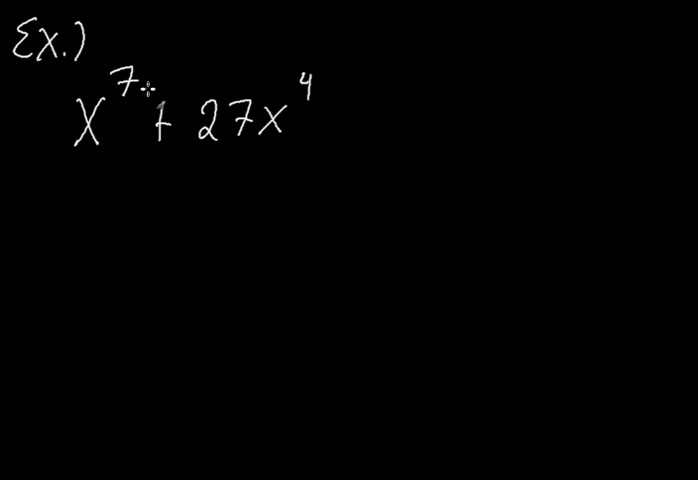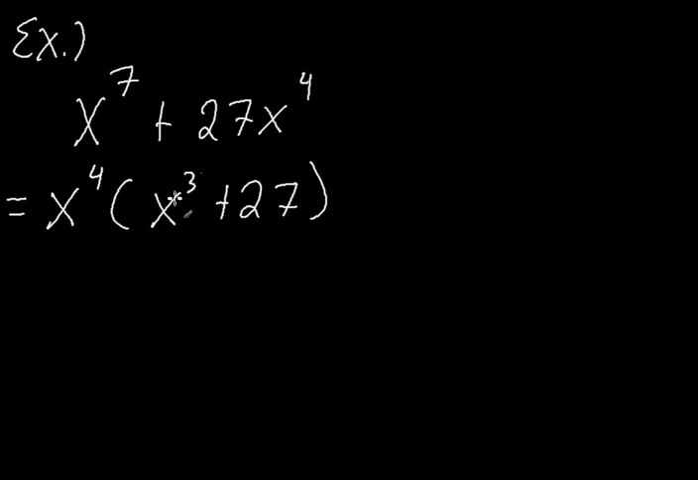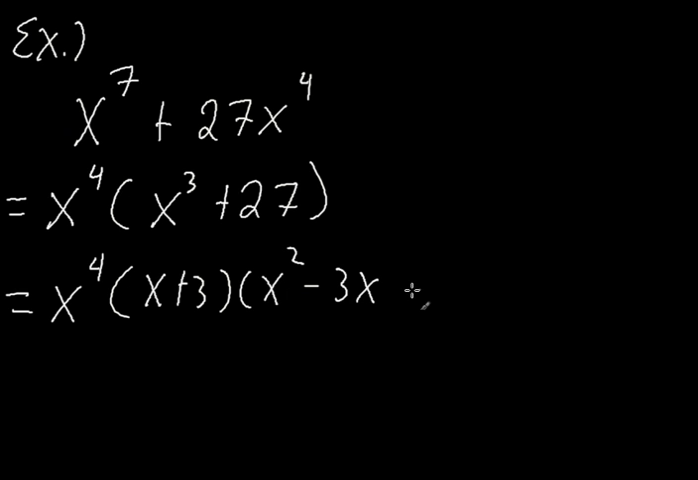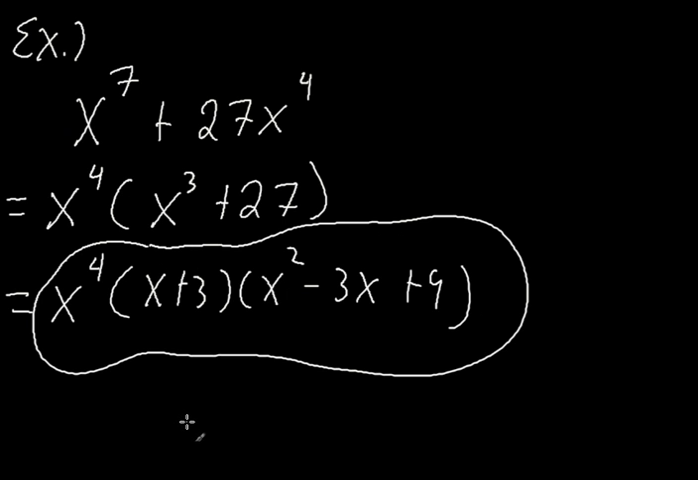What about this one? x to the 7th plus 27x to the 4th. Well, x to the 7th isn't a perfect cube. x to the 4th isn't a perfect cube. 27 is, though. So what can we do? Well, I noticed that there's a greatest common factor. I could actually factor out x to the 4th here. And if I do that, I get x to the 3rd plus 27. And actually, we've already done this, so we just need to factor this part out. So x to the 4th, x plus 3, x squared, opposite sign, 3x plus 9. And there is our final answer. Don't forget the x to the 4th on the outside.